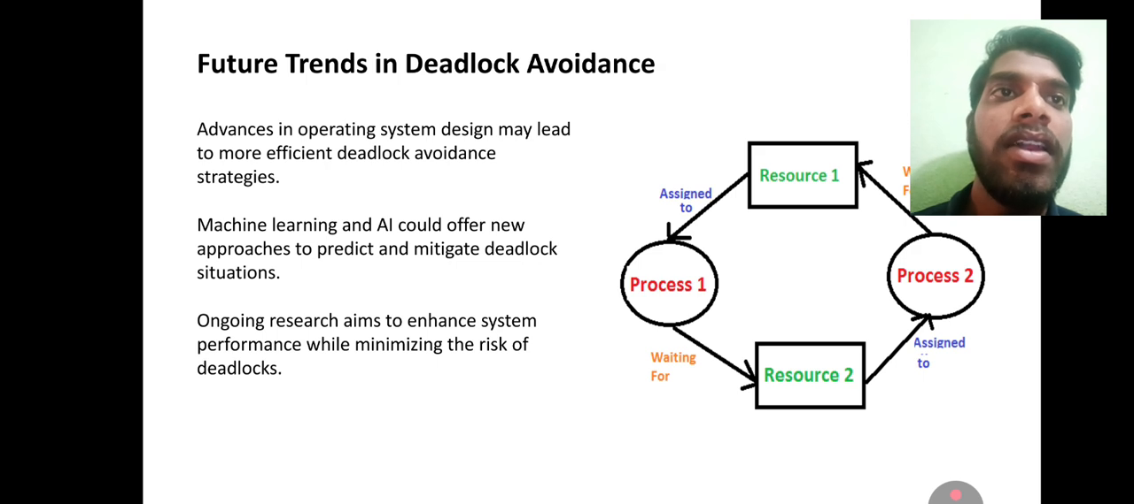Future trends in deadlock avoidance. Advances in operating system design may lead to more efficient deadlock avoidance strategies. Machine learning and AI could offer new opportunities to predict and mitigate deadlock situations. Ongoing research aims to ensure system performance while minimizing the risk of deadlocks.